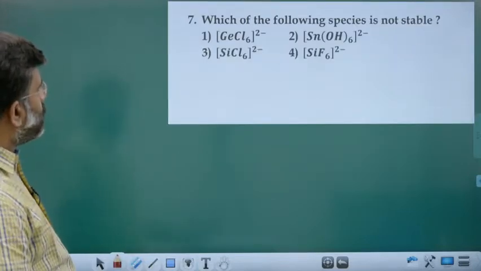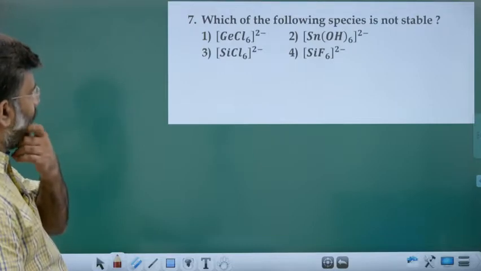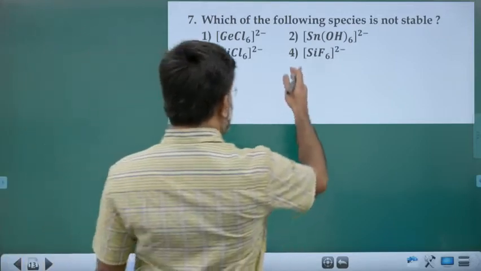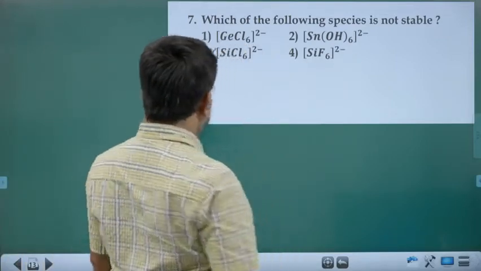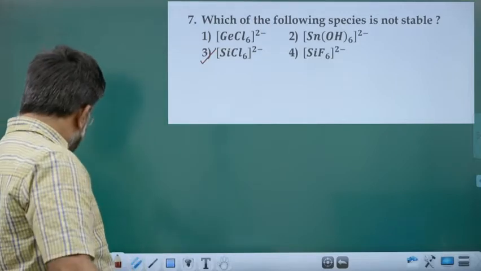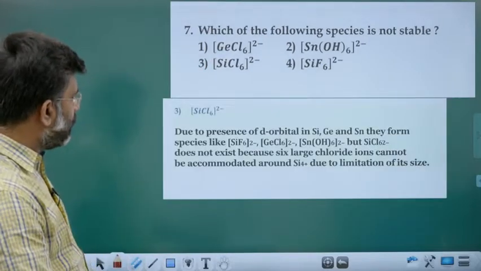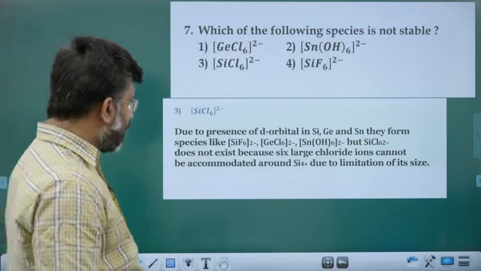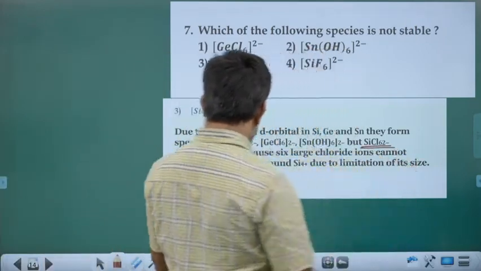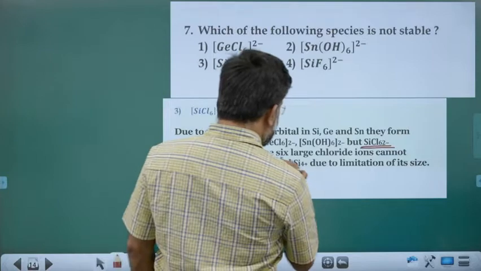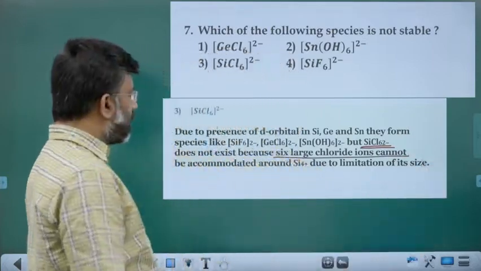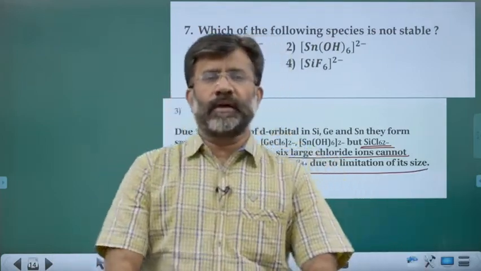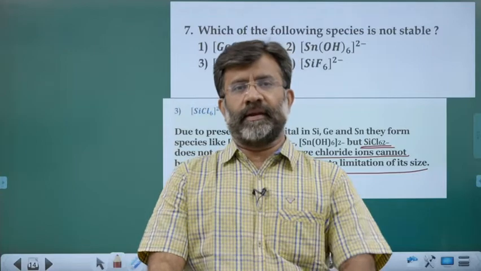Which is not stable? Another question from NCERT. SiF6 2- can stabilize while SiCl6 2- cannot stabilize. And with the reason commented in the textbook, what is the reason? Due to the presence of d orbitals, silicon and germanium can form this. But SiCl6 2- does not exist because six large chloride ions cannot be accommodated around the silicon, due to the size. Due to the bigger size of chlorine, it is not stabilizing.